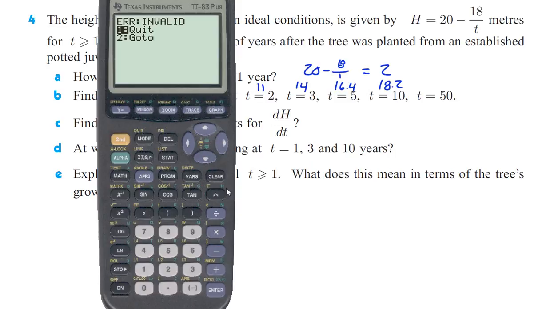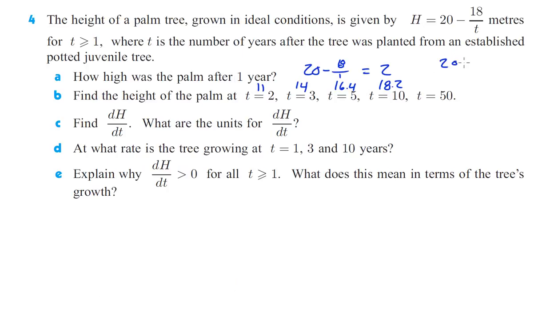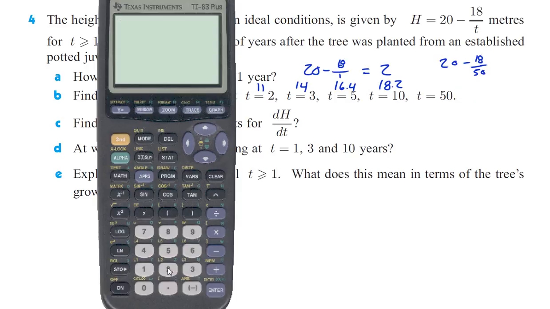Let's go back to our graph. So, let's see. We do calculate value 50. For some reason, it's not liking 50. Okay. So, we'll just do it by hand, I suppose. So we get 20 minus 18 over 50. All right. So 20 minus 18 divided by 50. All right, 19.64.